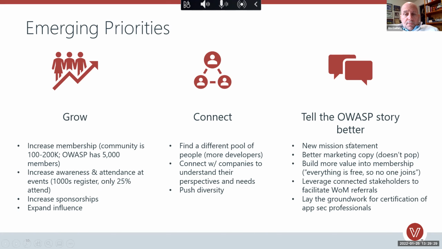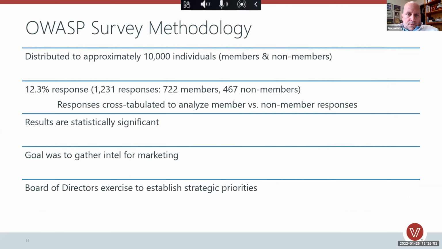It was brought up that maybe there needs to be a new mission statement, marketing copy that pops, build more value into membership, a common tale that we are always talking about with our clients. But leverage connected stakeholders to facilitate word of mouth referrals. And again, people, even among staff, thought about, do we need to start thinking about laying the groundwork for over time being able to introduce certification?